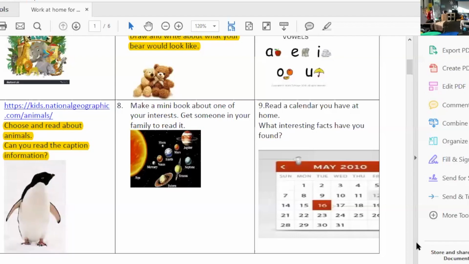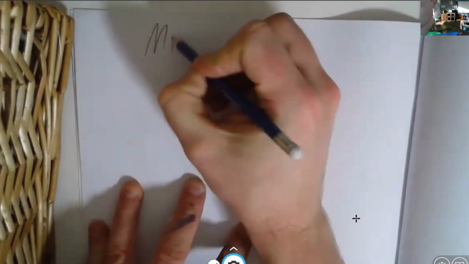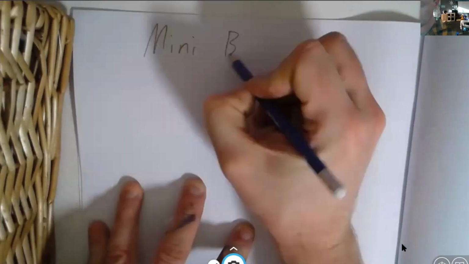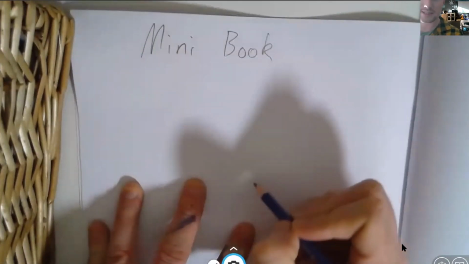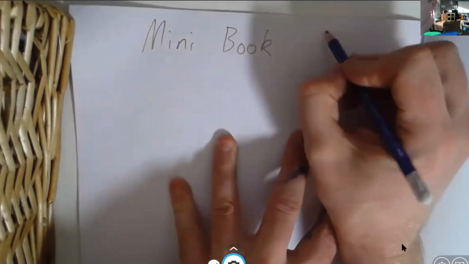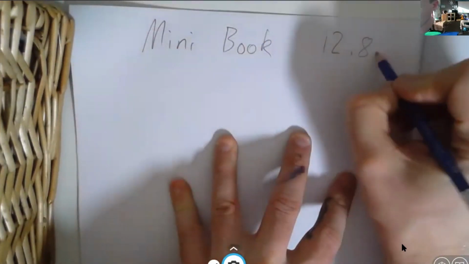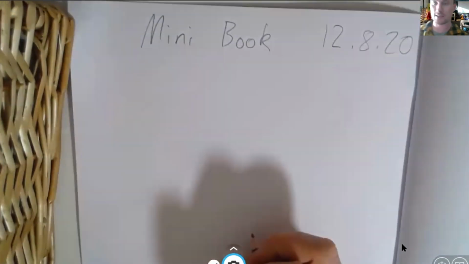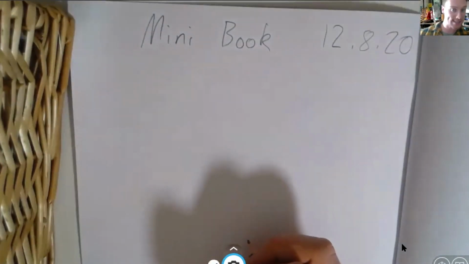We're going to call this one, let's call this one mini book, all right? So I'm going to put the heading up at the top. Oh, dear. Sorry, everyone. My screen's just gone a bit funny. There it is. That's better. So I'm going to call this one mini book. Mini book. There you go. And I'm going to put the date, 12th of the 8th, 20. Your date might be different. Double check the timetable that your teacher has sent you for your date.